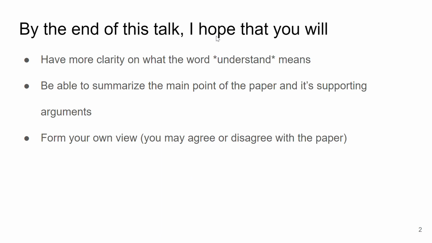By the end of this talk, I hope that you will have more clarity on what the word understand actually means, because it's the English language, right? People use it differently in different contexts. So I hope we have a better definition of it. And I also hope that you'll be able to summarize the main point of this paper and its supporting arguments, and hopefully also form your own view on whether this paper makes sense or not.